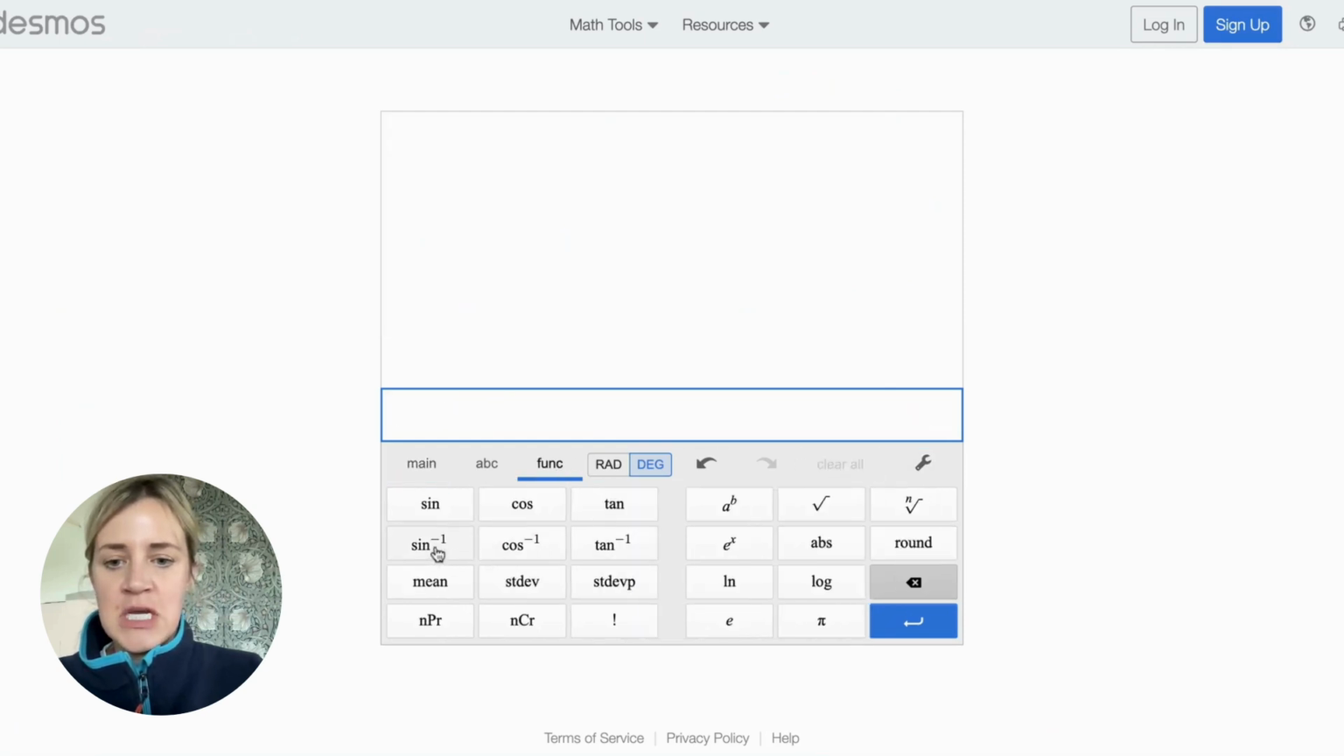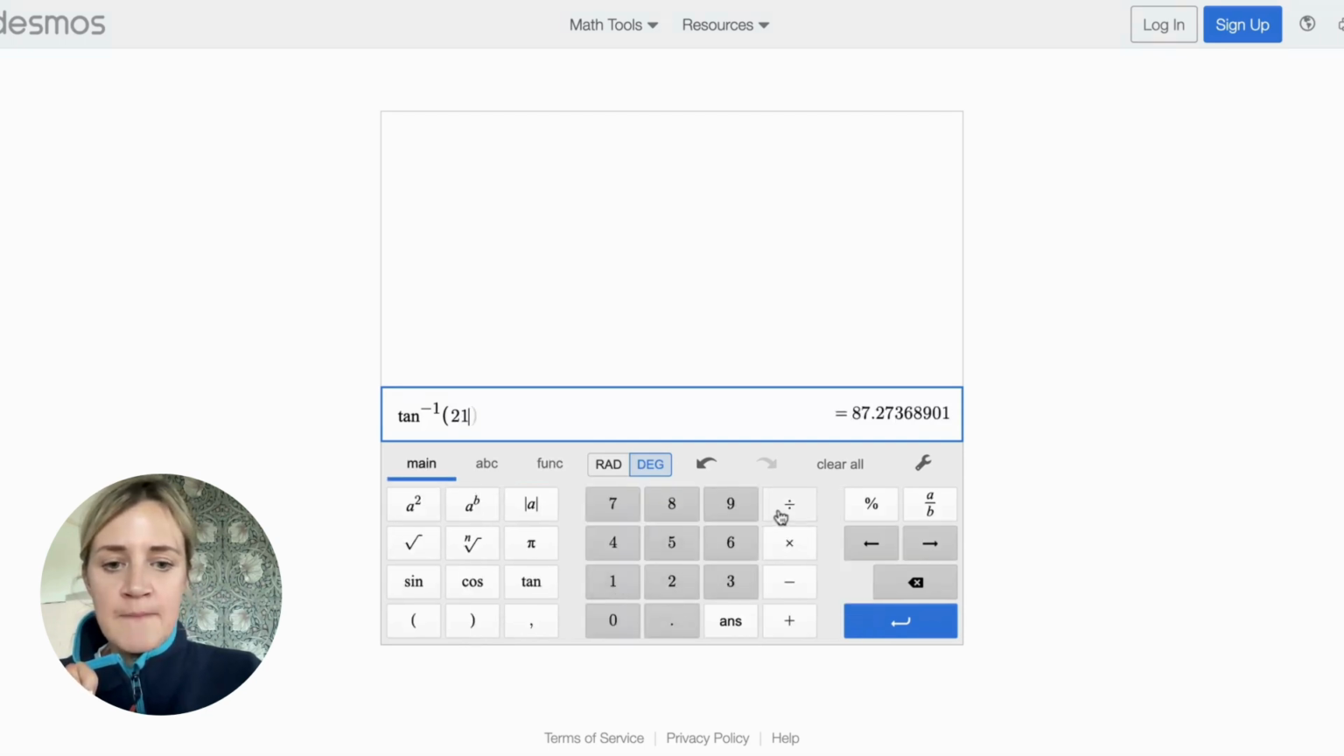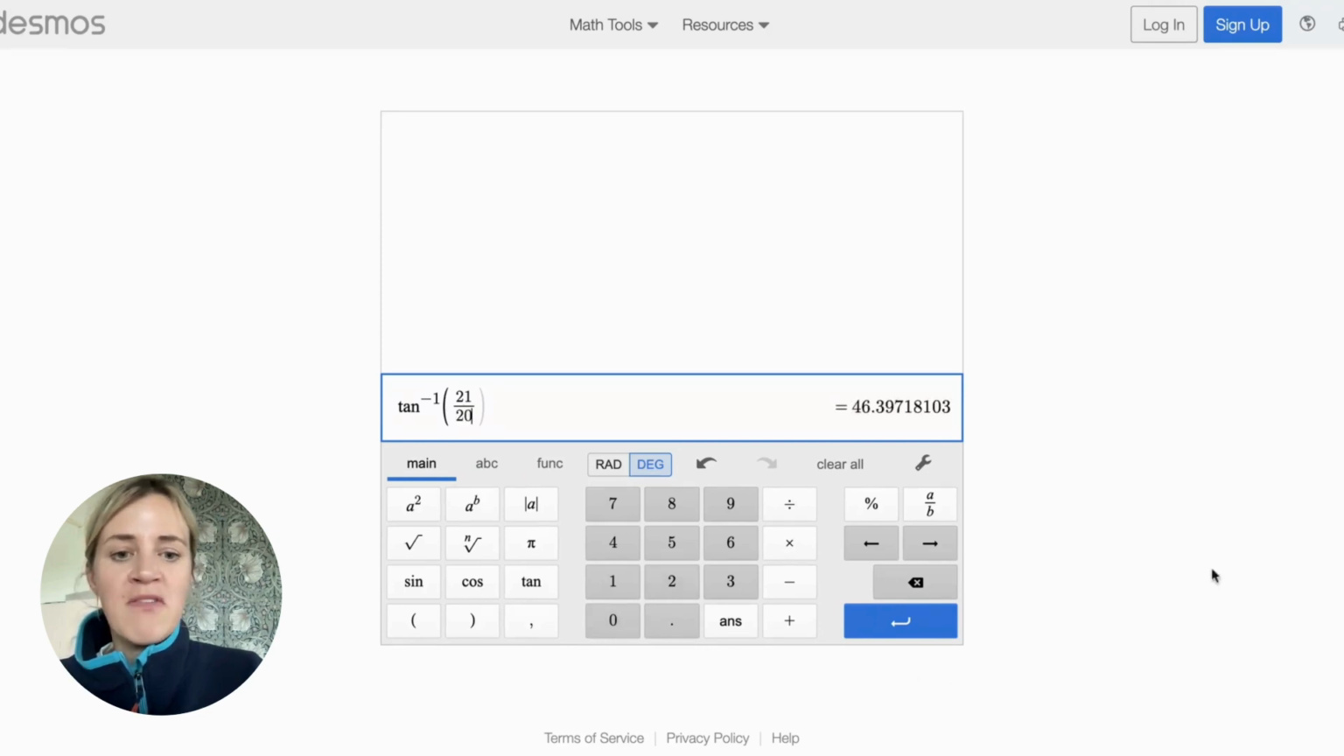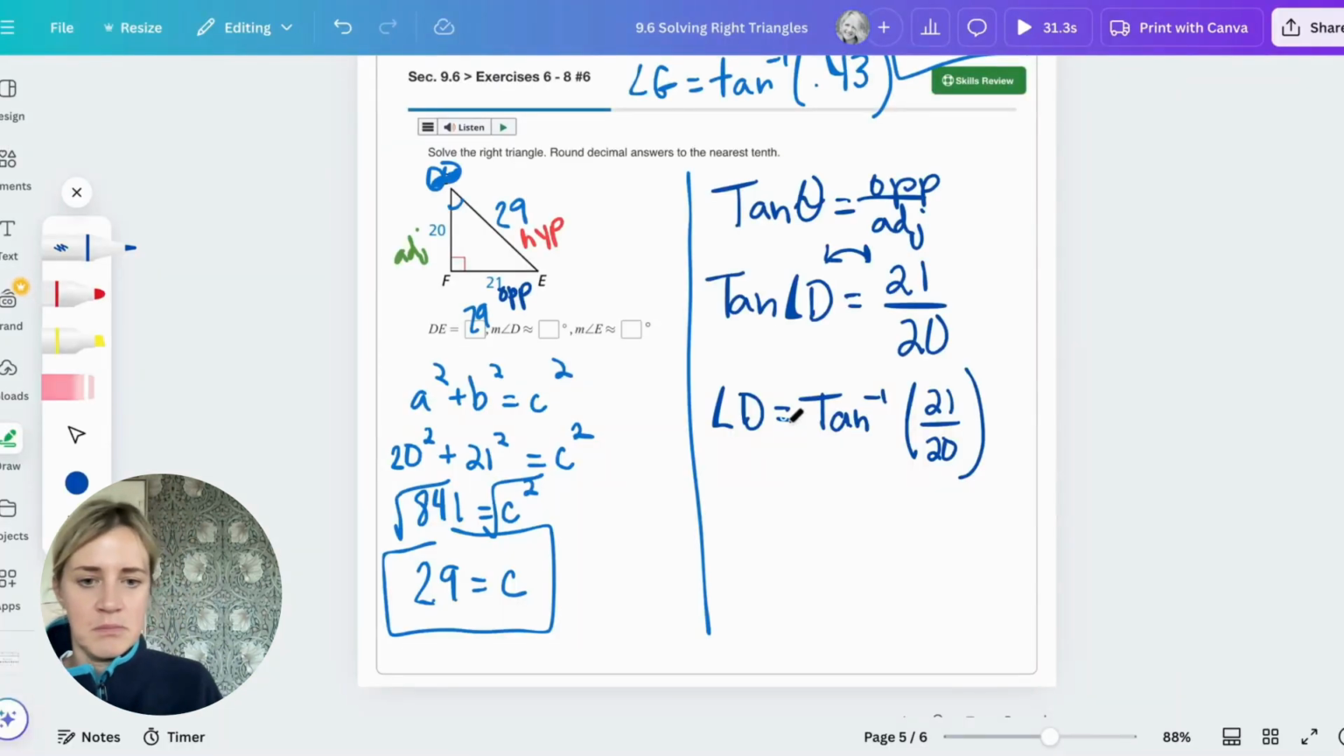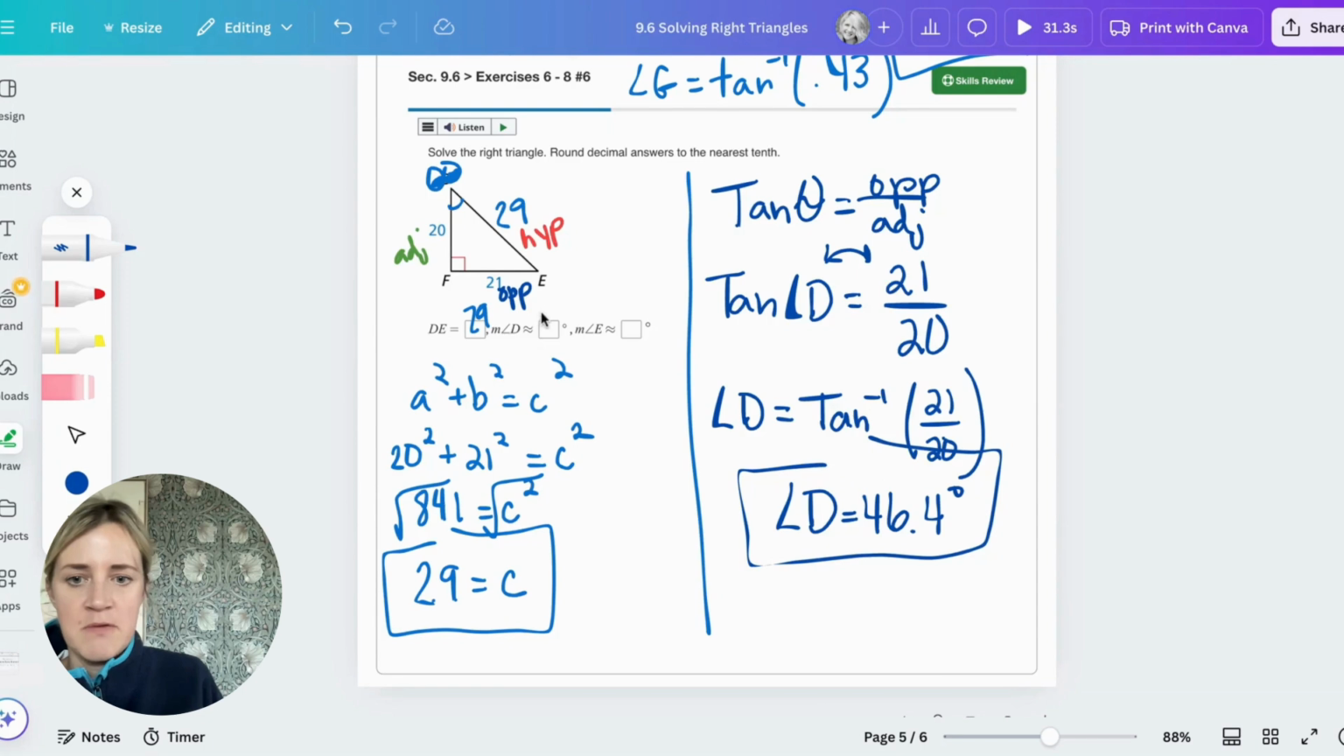Hit that function key, tan inverse. Make sure you hit that one, not just the regular tan. 21 divided by 20: 46.4 degrees. Okay, we got angle D now, 46.4 degrees.